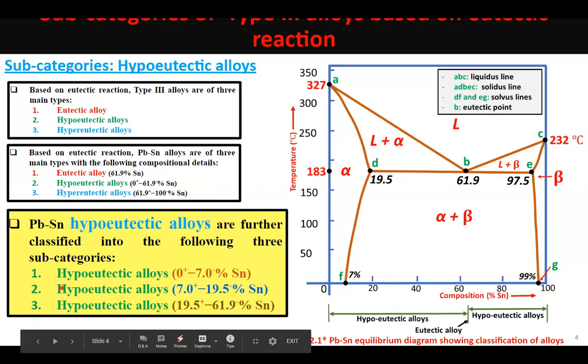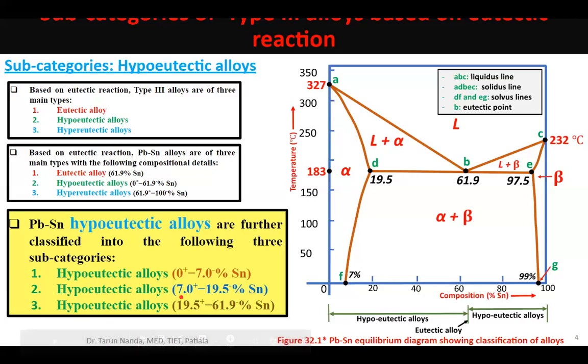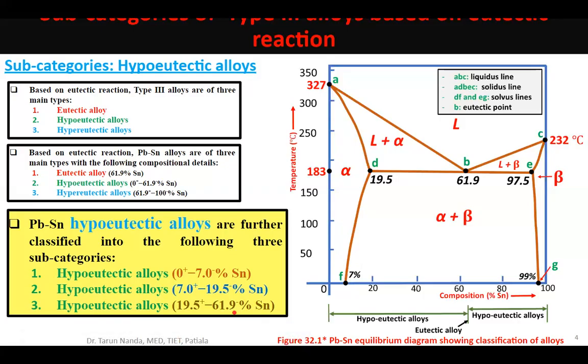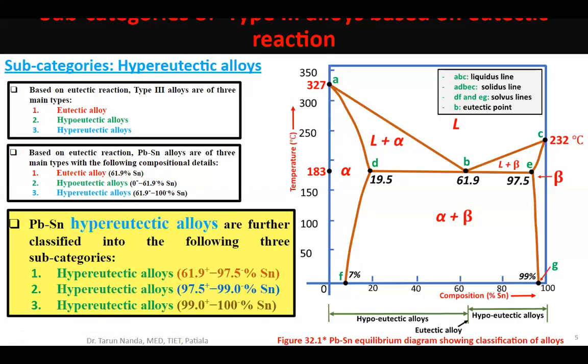So particularly if we talk about lead tin systems, we have hypoeutectic alloys, the first category having tin in the range of 0 to 7%. And then we have the second category of hypoeutectic alloys containing tin in the range of 7 to 19.5%. And in the third category of hypoeutectic alloys, we have tin between 19.5 till the eutectic composition, that is 61.9% tin.